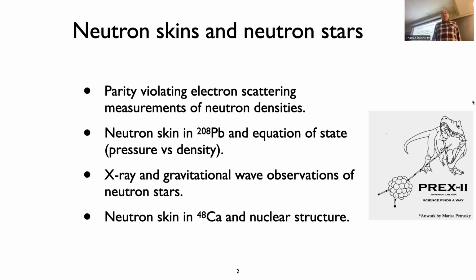And then finally, we have a second experiment measuring the neutron density of calcium-48. Calcium-48 is another neutron-rich closed shell nucleus, and this has implications for nuclear structure. So we'll get to that. Okay, so the important thing is to complain and interrupt.